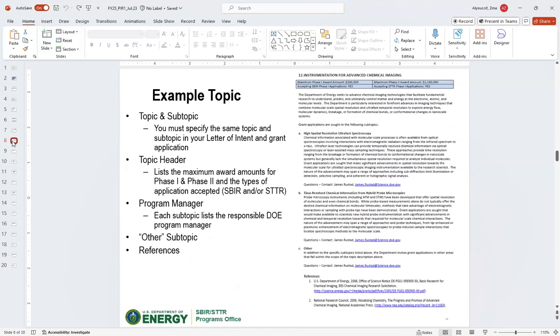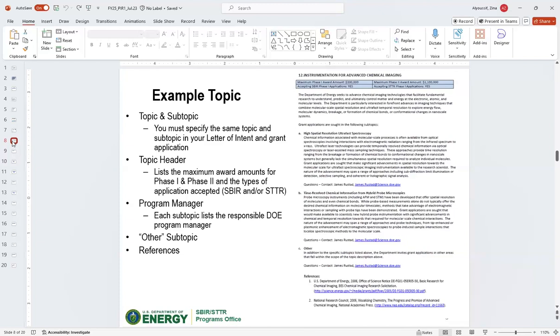Here we have an example of what a topic looks like. We always have a topic header. That is the blue banner you see below the topic title and above the description, and it gives you important information like if the topic accepts STTR, yes or no, and the maximum award amount for that topic. Not all topics have the same information. They vary by program and by topic as well. So please pay attention to such information.